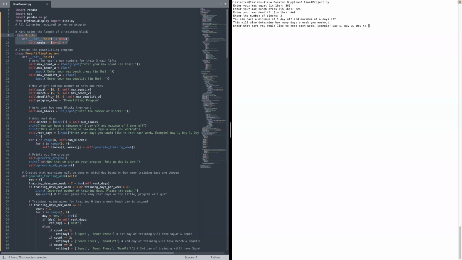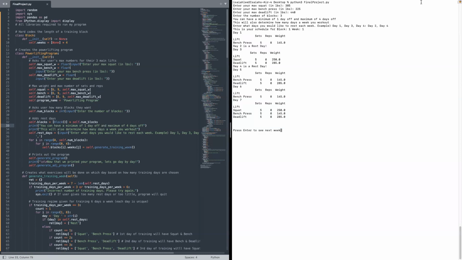So this next part of my code basically just puts the max number of sets and reps and max weight that my powerlifting program will have. This is implemented later, and then this is asking for the number of blocks, like I previously mentioned. So this next part asks for the rest days I want. So it'll also be the number of days I will work out per week in consequence. So say I want to rest on day 2 and day 4. So let's get it right here.